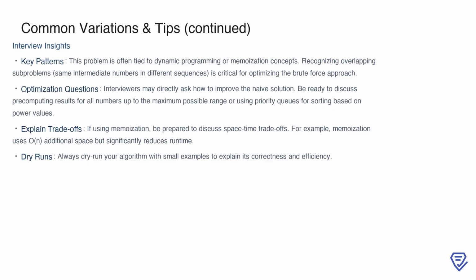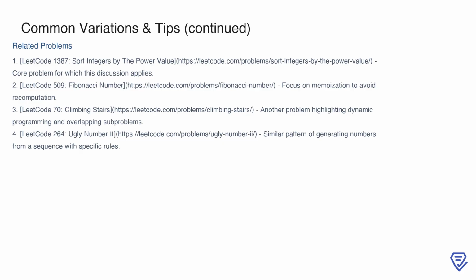Lastly, always dry run your algorithm with small examples. This not only helps to verify correctness but also demonstrates your thought process and attention to detail in ensuring the efficiency of your solution. Next, let's look at related problems that can help deepen your understanding.